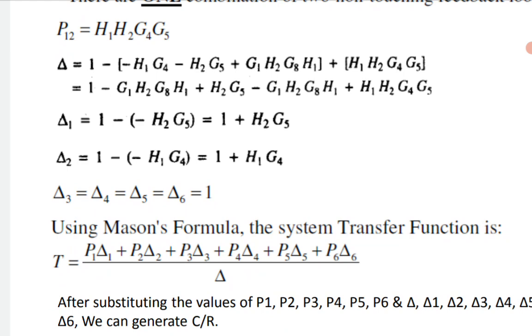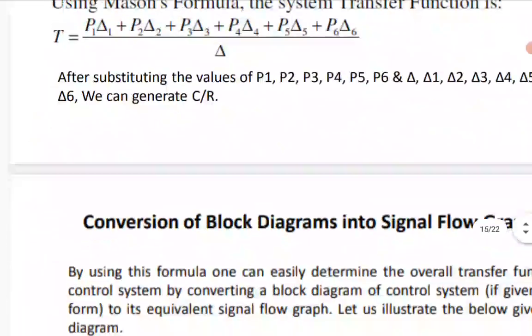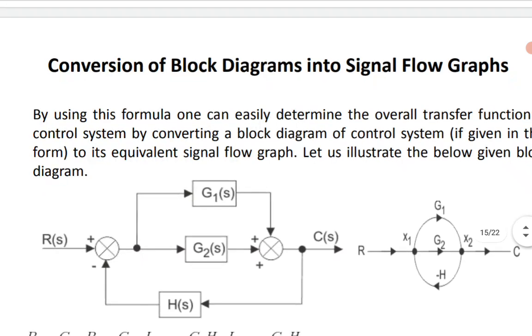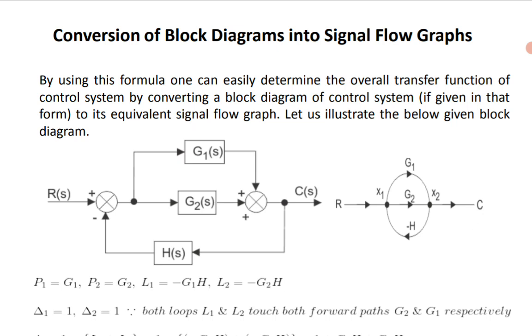Then you will substitute all those and generate the actual result for the given transfer function C by R for this problem. Okay. Now, how can I convert a block diagram into an SFG? Another very important thing. With its help, we can easily determine the overall transfer function of a control system by converting its block diagram.